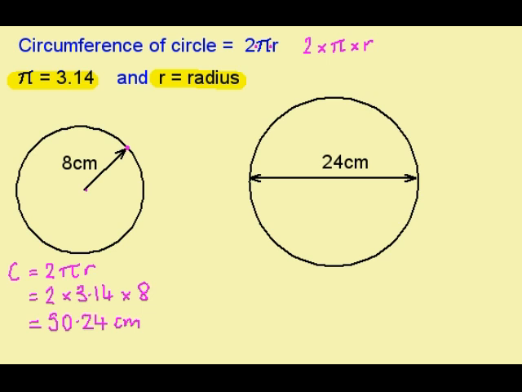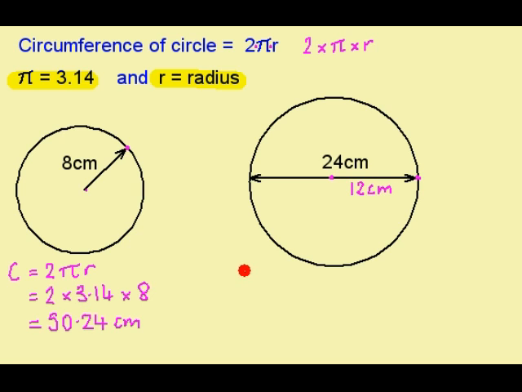For this question, we're asked to find the circumference, but we're not given the radius this time. The radius is the distance from the centre to the edge of the circle, and we're actually given the diameter. To get the radius, we need to halve it, so the radius for this circle is 12 centimetres.